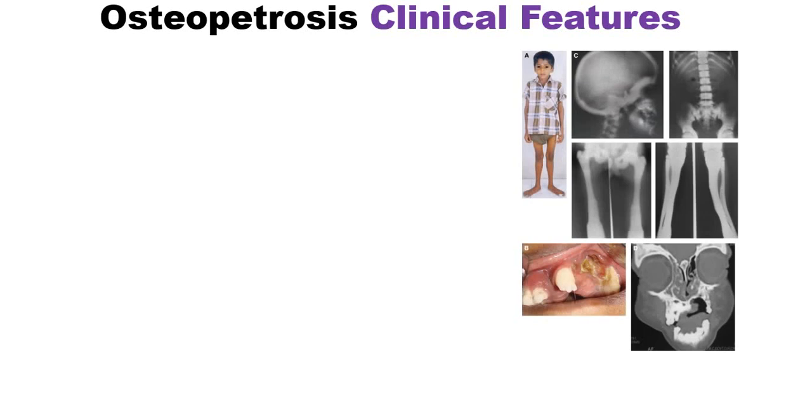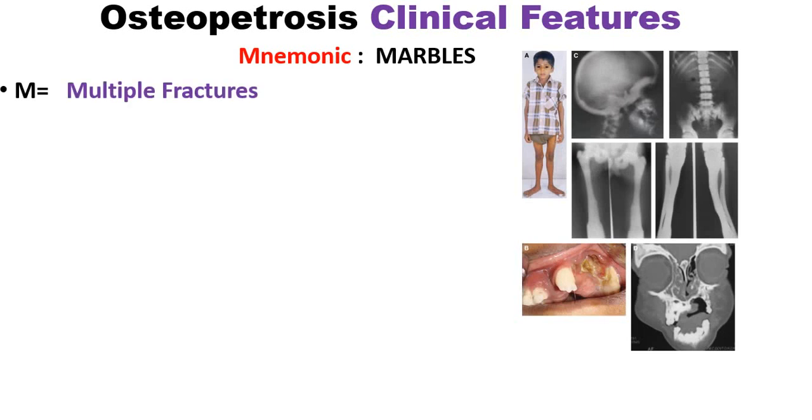Hi everyone, in this video we will discuss the osteopetrosis clinical features and its mnemonic. So first is the mnemonic. Osteopetrosis is also called marble bone disease, so you can remember the mnemonic MARBLES. So first is the M for multiple fractures. In osteopetrosis disease, multiple fractures of the bone occur.